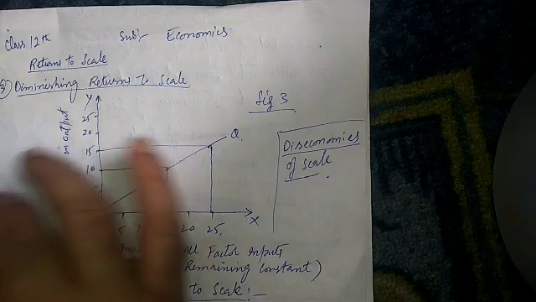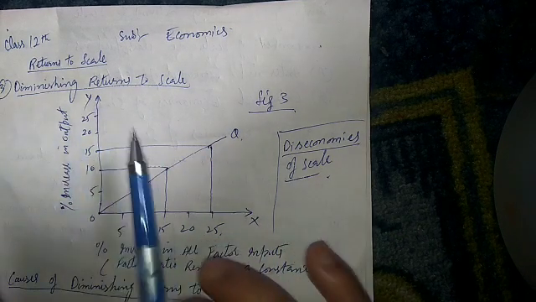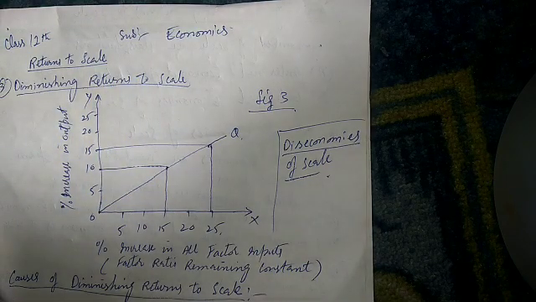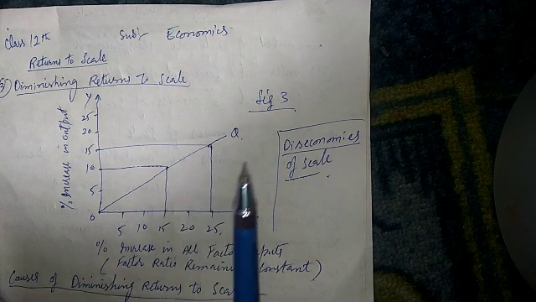So, in this topic we have discussed diminishing returns to scale and the causes of diminishing returns to scale, and also diseconomies of scale.